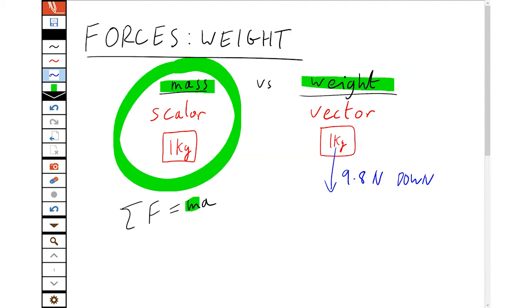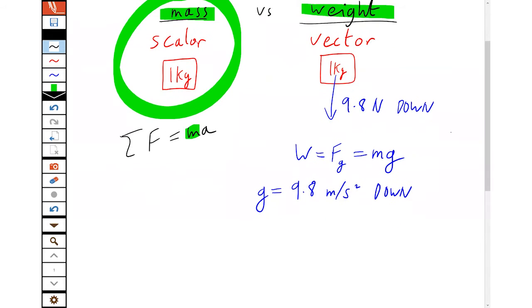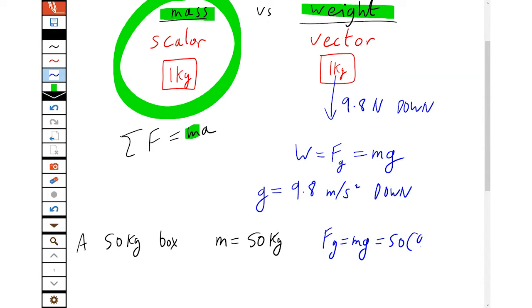So what is the weight? Well, the weight, or the force of gravity, whatever you want to call it, is the mass times the acceleration due to gravity. And we saw before the acceleration due to gravity is 9.8 meters per second squared down. Now you'll notice there, mass and weight have different units. So you'll want to watch out for that when people mention it, because they'll just say something like a 50 kilogram box. Well, if that's 50 kilograms, then the mass is 50 kilograms. And the weight, we'd have to work out by multiplying by g. So that's 50 times 9.8, which is 490 newtons.